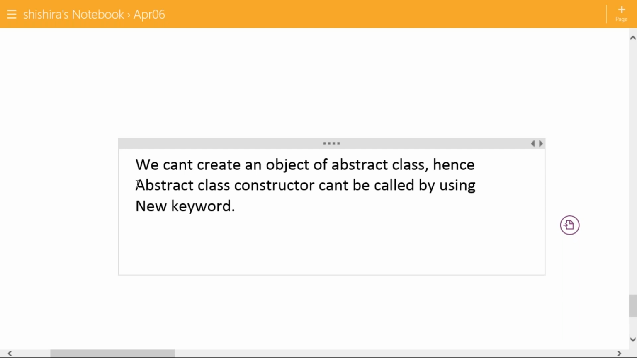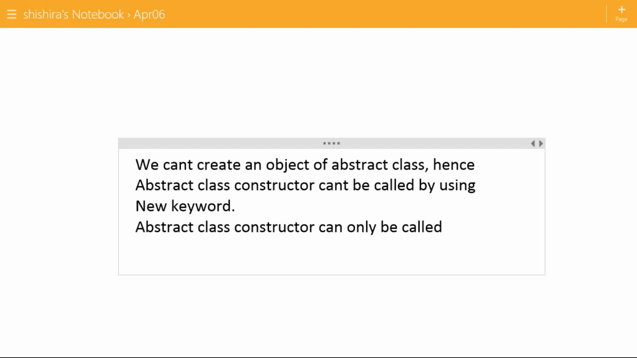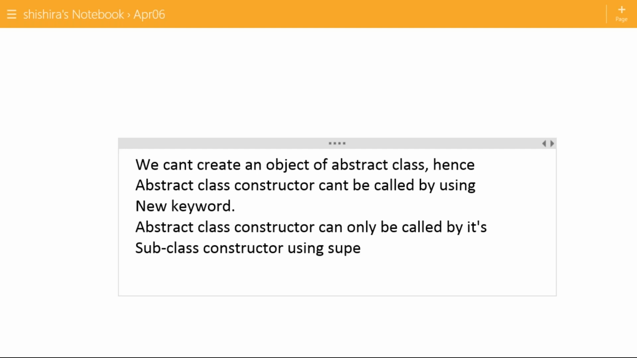The next point is that an abstract class constructor can only be called by its subclass constructor using super. That is nothing but chaining. That's nothing but chaining. Are you clear? This is an important point. So this is the story of the constructor of an abstract class.